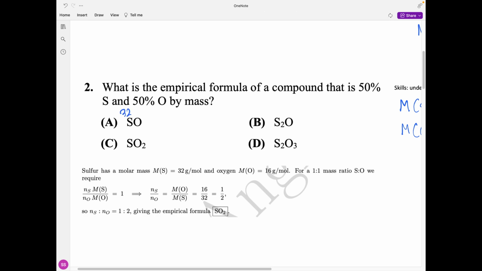This would be 32 grams from sulfur and 16 grams from oxygen. This would be 32 grams from sulfur and 32 grams from oxygen. This would be 64 grams from sulfur and 16 grams from oxygen, and this would be 96 grams from sulfur and 64 grams from oxygen. So we want a 1-to-1 mass ratio, so that's going to end up being C.